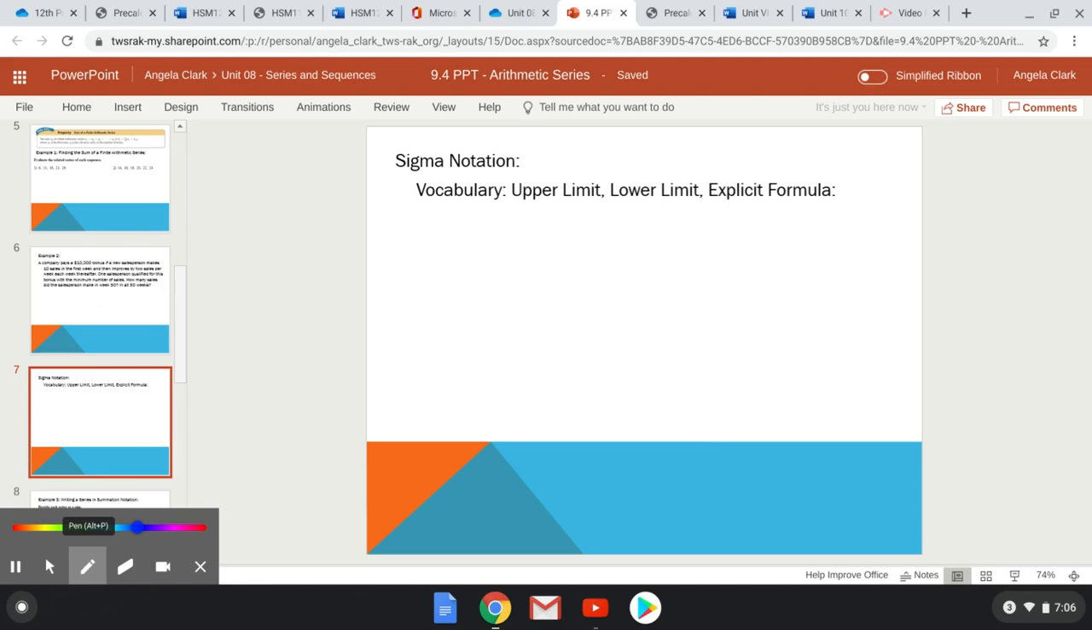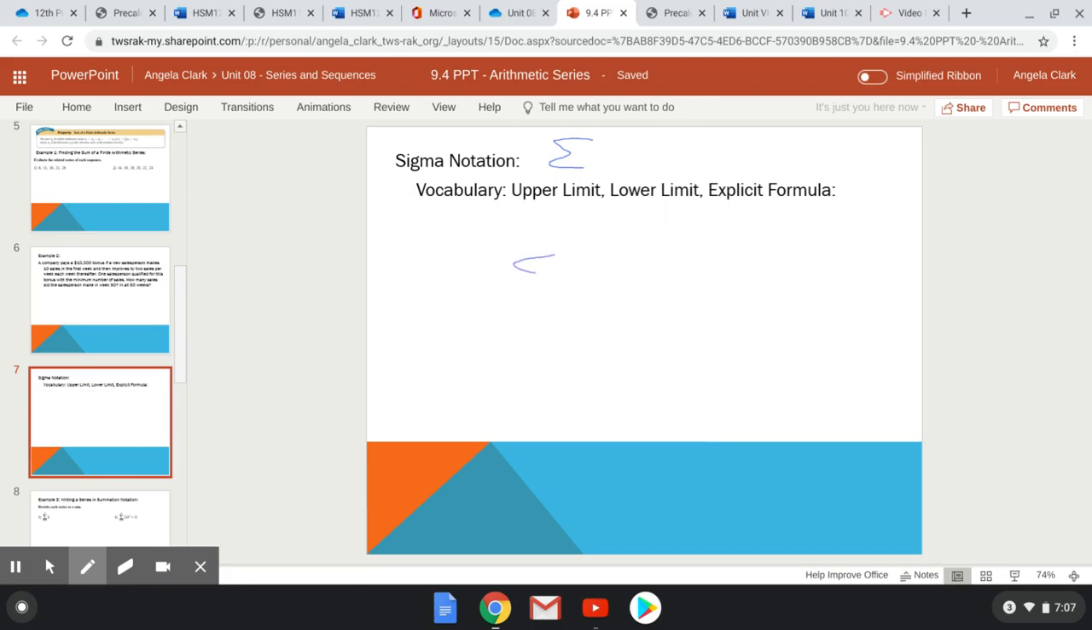Summation notation, the symbol we're going to use is called sigma, and it looks like that. So this is the Greek uppercase sigma. Not that that really matters, but that's why it's called sigma notation, because we use the Greek uppercase sigma. And so let's talk about some of the parts of this notation we're going to use.